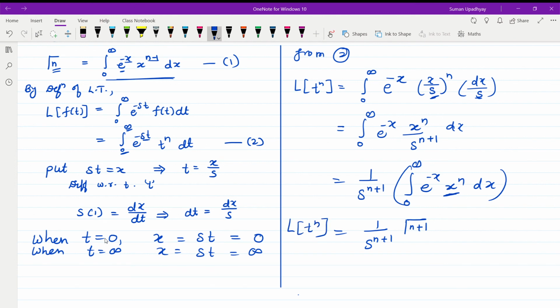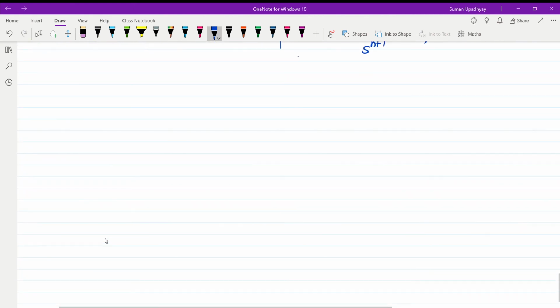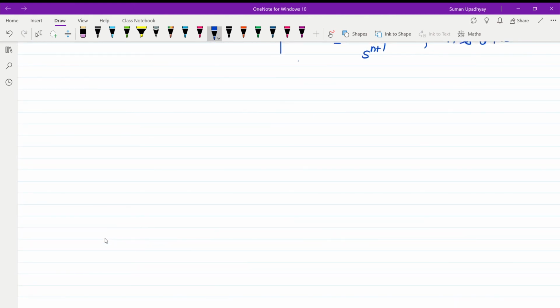Now remember, n can be any rational number, but when n is an integer, the gamma of n plus 1 becomes n factorial. So this formula you're going to use when n is a positive integer. So we have covered all the formulae for finding the Laplace transformation of all the standard functions. So far, let us have a summary.